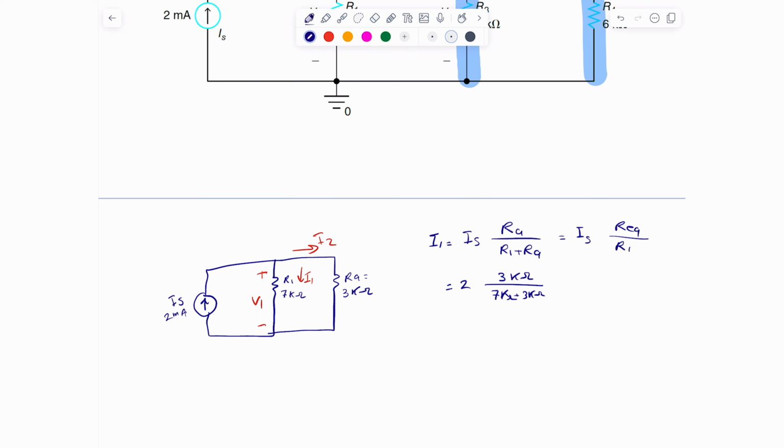And the answer is 0.6 milliamps, because everything is in kilo ohms and the source is in milliamps, so everything is milliamps here. All right, so we know what I1 is.